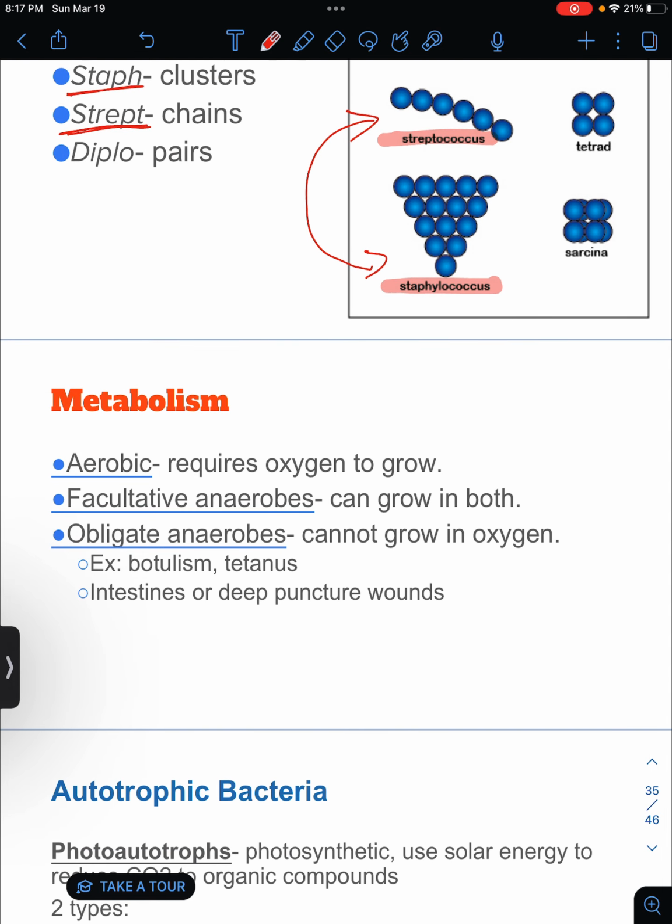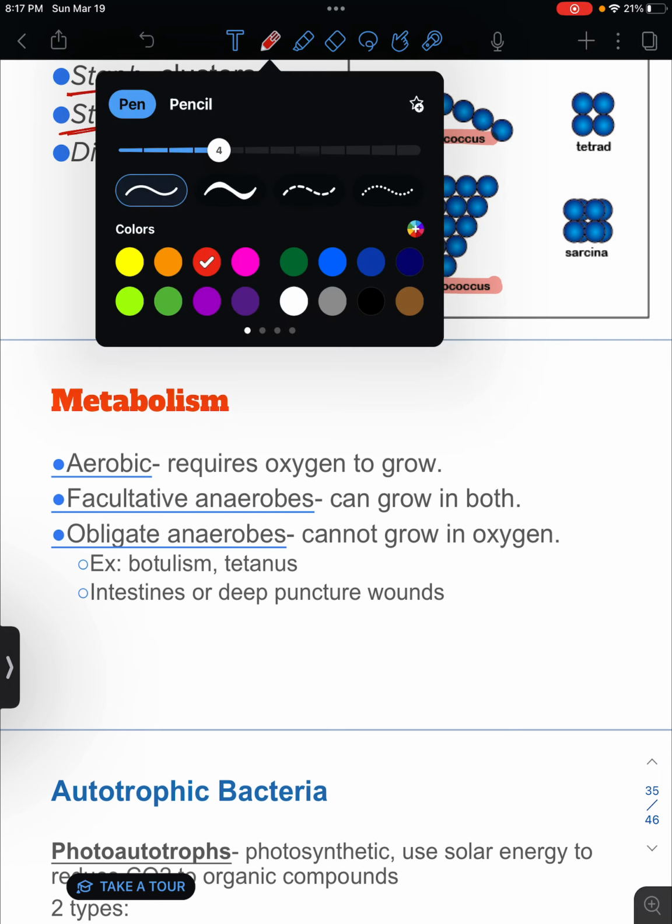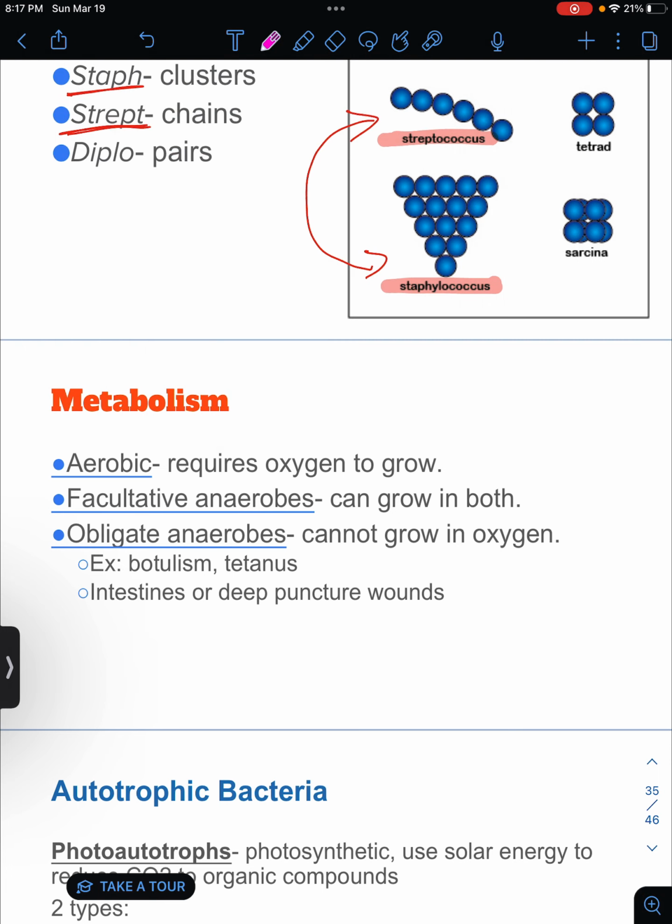So the metabolism of a bacterial cell can be many different things. They can use oxygen, and then there are ones that don't. Aerobic ones require oxygen to grow, okay? They need oxygen. I think about swimming when I hear of aerobic, and about aerobics and needing air when you exercise.